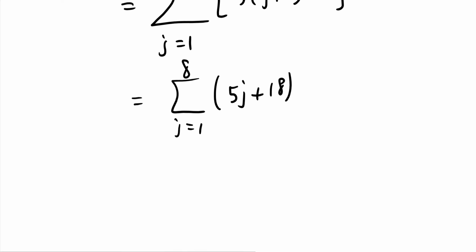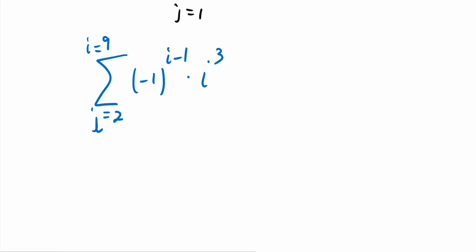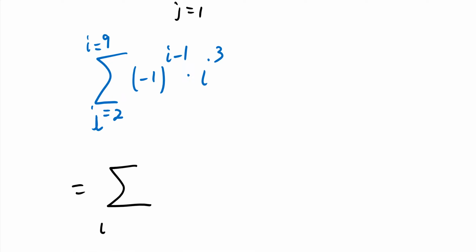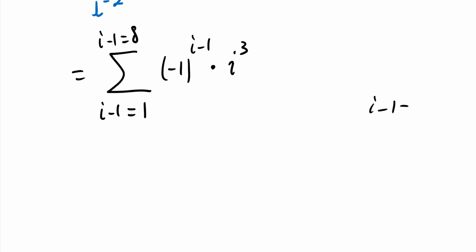What about another example? The sum, i equals 2 to 9, of negative 1 to the i minus 1 times i cubed. So we want this to start at 1. So what you do for this, i minus 1 equals 1, i minus 1 equals 8. So I subtracted 1 from each side. Keep this for now the same. Then substitute this equal j. So i equals j plus 1.